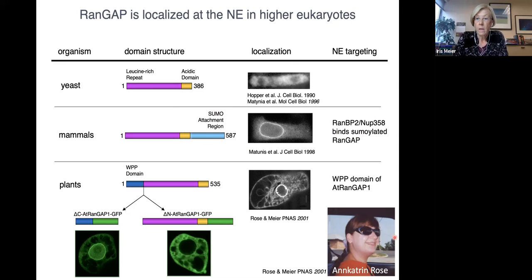So my postdoc at the time, Anne-Catherine Rose, was studying this project, and quickly found out that plant RAN-GAP looked neither like yeast nor like mammalian RAN-GAP. It didn't have that stimulated C-terminus. Instead, it had a plant-unique domain at the N-terminus, and we named that the WPP domain after a conserved tryptophan proline motif in it. So Anne-Catherine showed that that WPP domain was both sufficient and necessary to anchor plant RAN-GAP to the nuclear envelope.